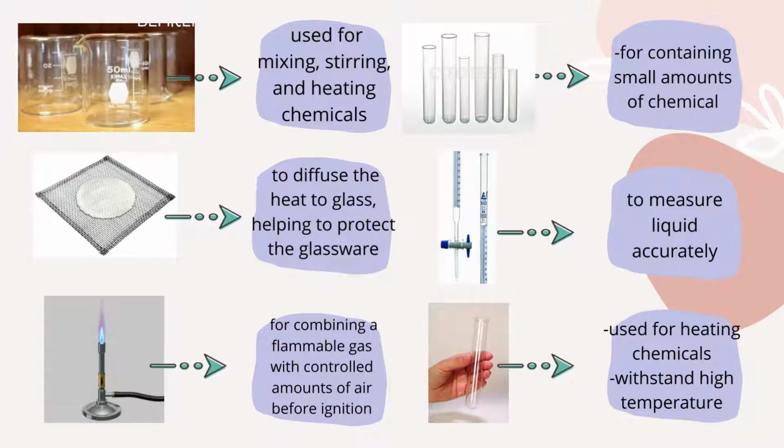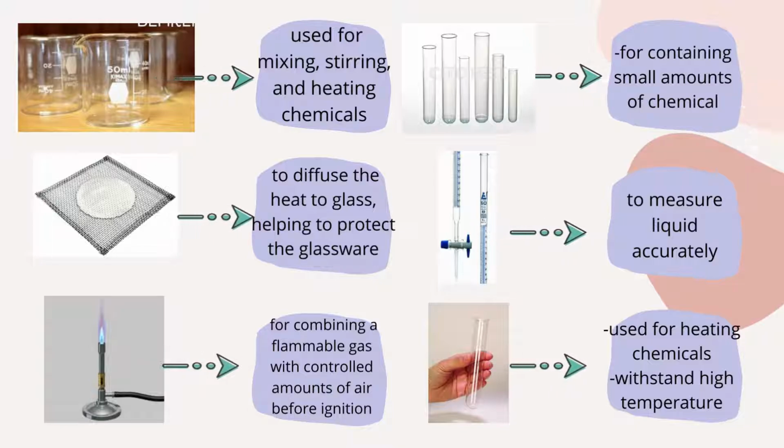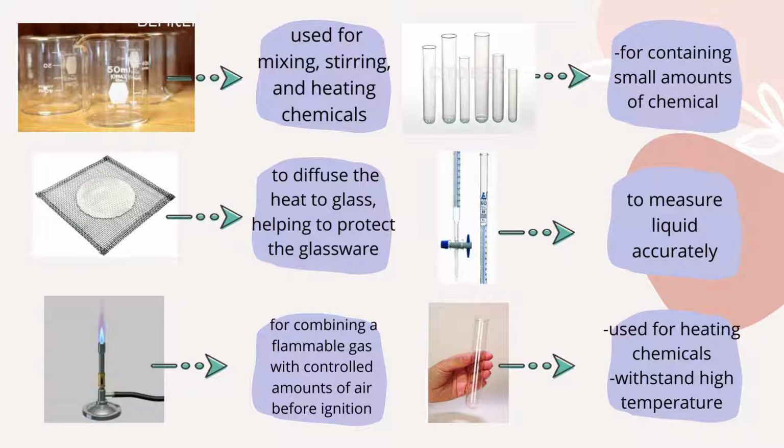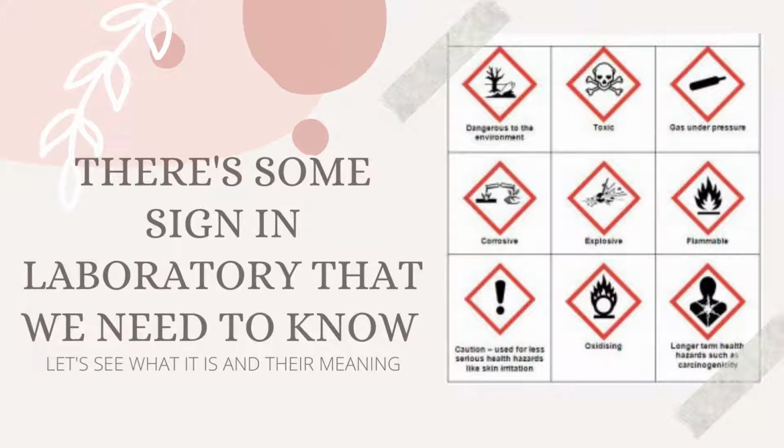And number 10, test tube. Test tube is used for containing small amounts of chemicals. Number 11, burette. Burette is used to measure liquid accurately. And lastly, number 12, boiling tube. Boiling tube is used for heating chemicals and withstanding high temperature. There are some signs in the laboratory that we need to know. You can take a look at the photo beside.